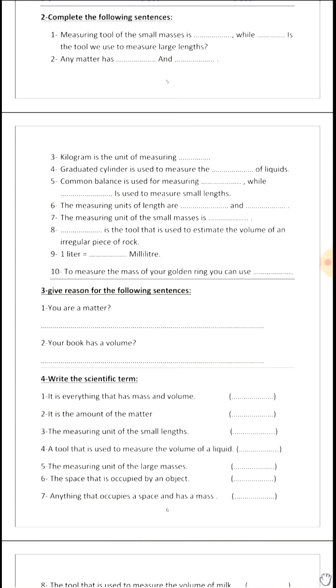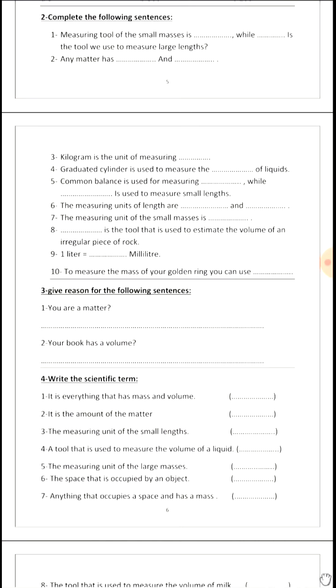Number 1. Measuring tool of the small masses is sensitive balance, while graduated tape is the tool we use to measure the large lengths. I can use graduated tape to measure the large lengths. Number 2. The matter has mass and volume. Any matter has mass and volume.